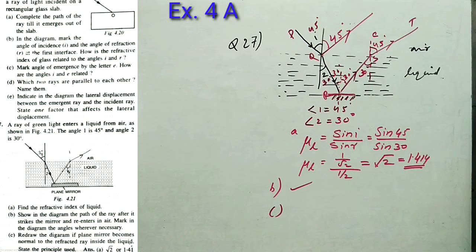Redraw the diagram if plane mirror becomes normal to the refracted ray inside the liquid. Very simple. You can just redraw it. Plane mirror is parallel. So the medium, air and liquid. We have separated a boundary between air and liquid. Draw a normal and the incident ray being incident on the surface and it is being refracted. Refracted ray, what you have to do here? You have to keep a plane mirror at 90 degree in the normal position.